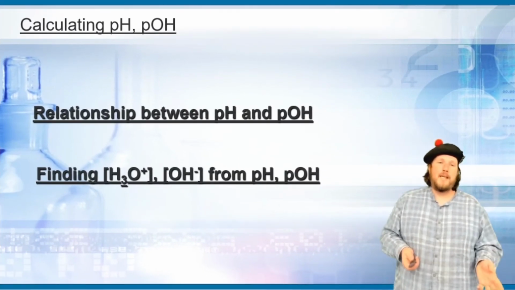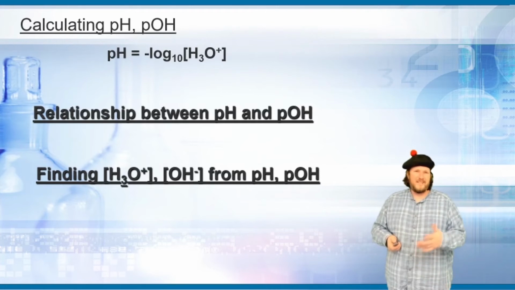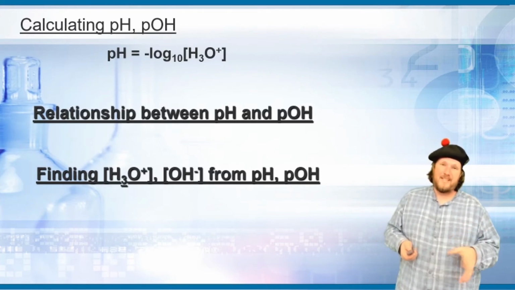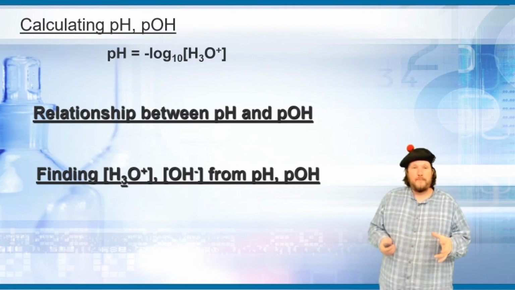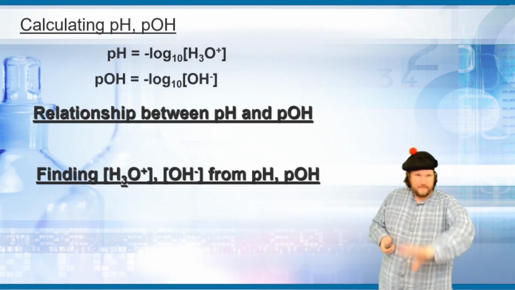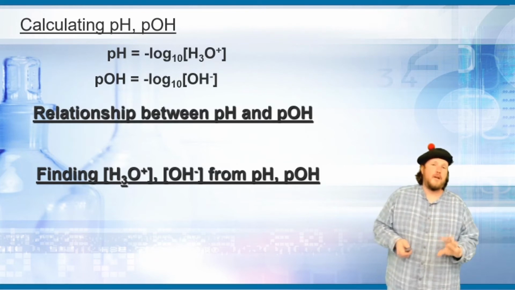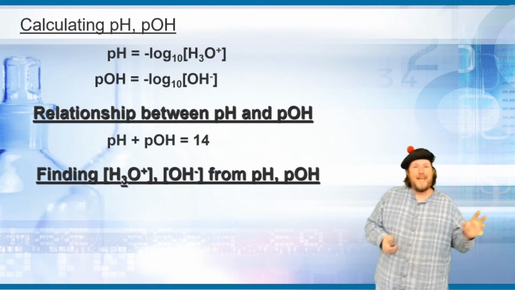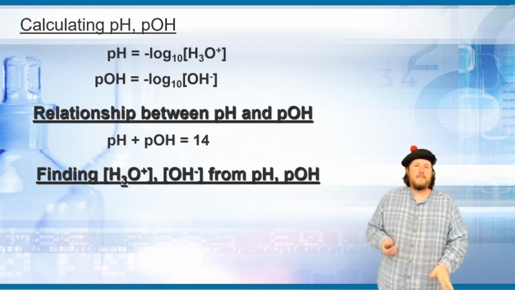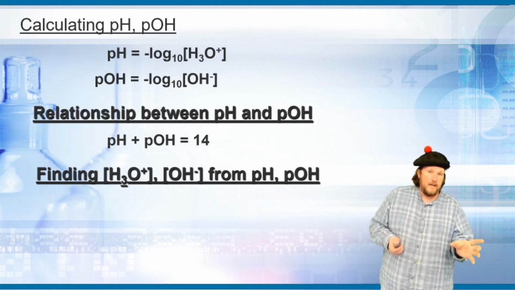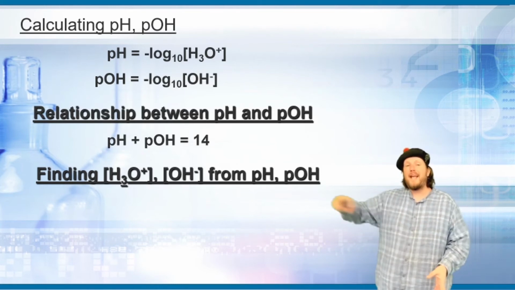So, calculating pH and pOH. Here's the nitty gritty of it. What you actually want to know is that pH is equal to the negative log base 10 of the concentration of hydronium ion. pOH is the negative log of the concentration of OH-. pH plus pOH is always equal to 14. The concentration of H3O+ times the concentration of OH- is always equal to 1 times 10 to the negative 14.